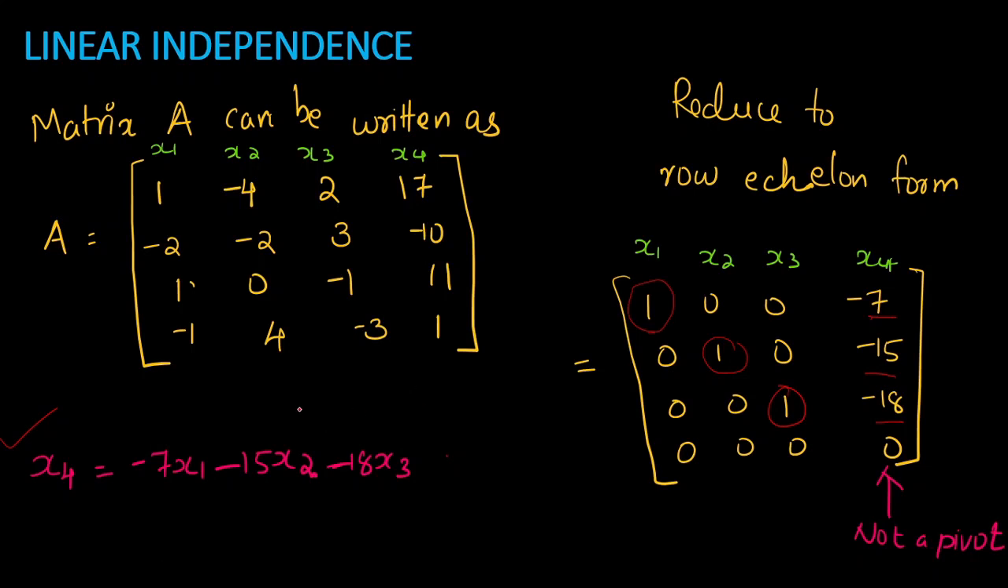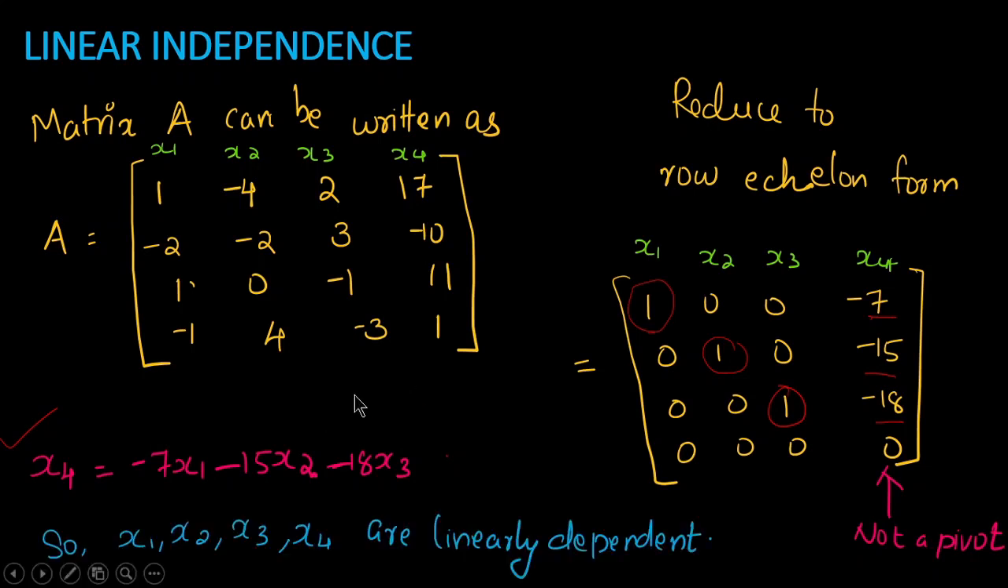So the set x1, x2, x3 and x4 is linearly dependent. There is a dependency among x4 and the other 3 vectors. They are linearly dependent. So that is linear dependence and independence.